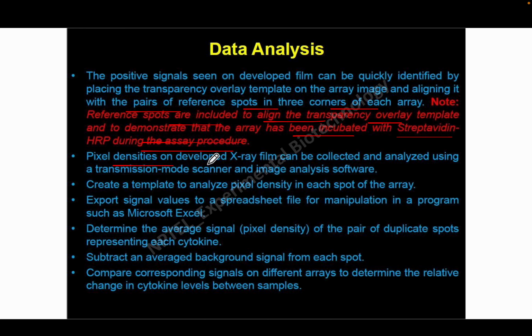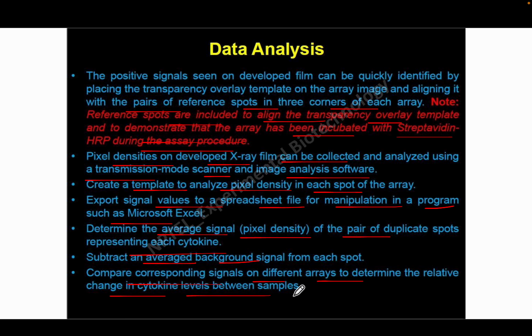Pixel densities on developed X-ray film can be collected and analyzed using a transmission mode scanner and image analysis software. You have to create a template to analyze pixel densities. Export signal values to a spreadsheet file for manipulation in a program such as Microsoft Excel. Determine the average signal of the pair of duplicate spots representing each cytokine. Subtract an average background signal from each spot. Compare corresponding signals on different arrays to determine the relative change in cytokine levels between samples.